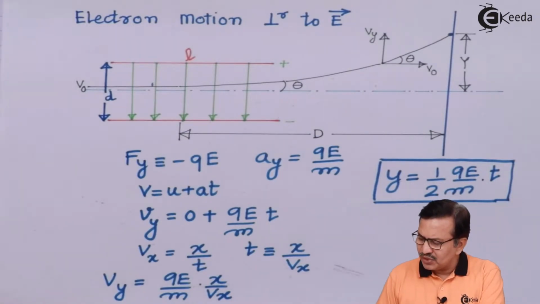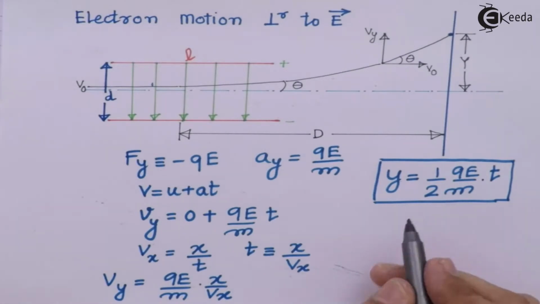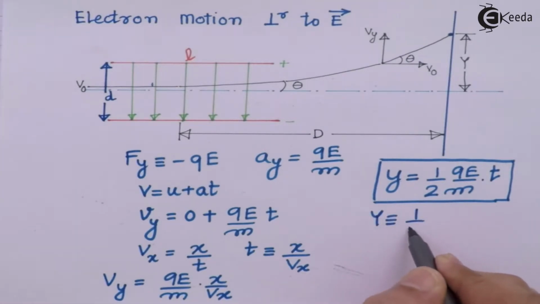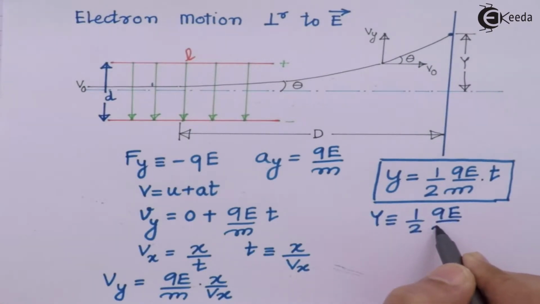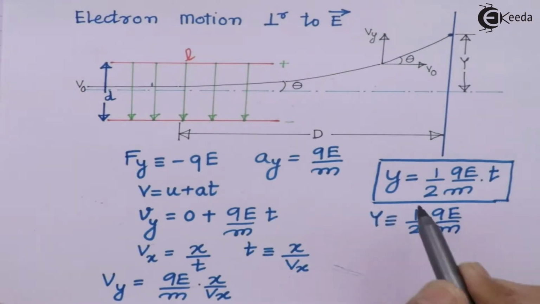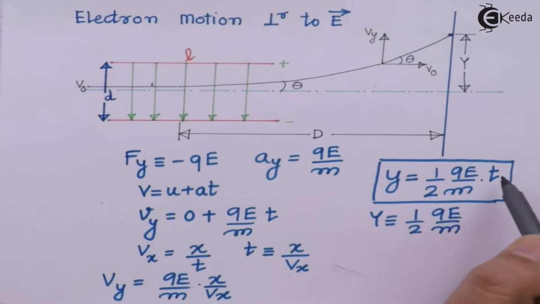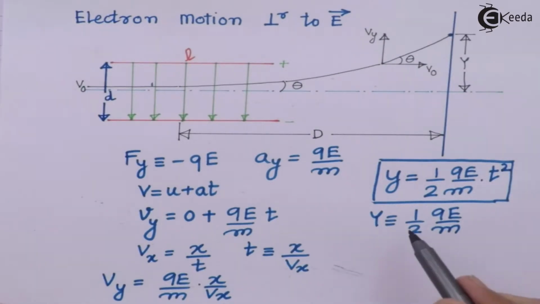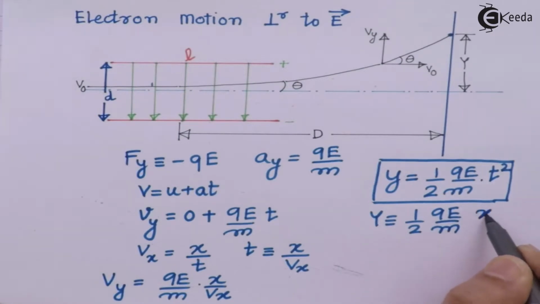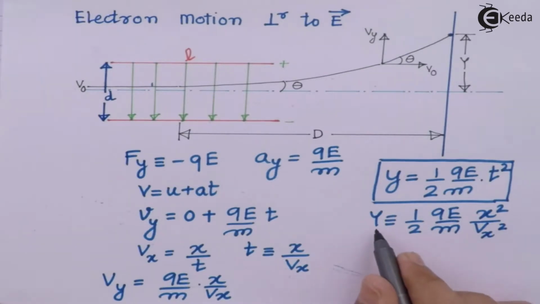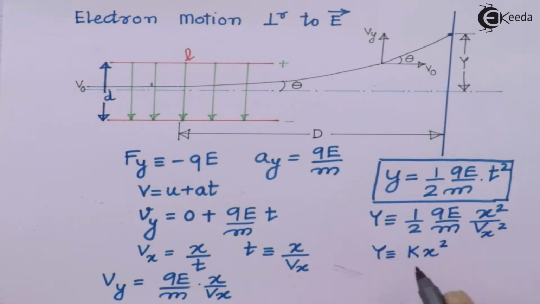For the time, once again I can use the same expression, that is x upon vx, and therefore y will be equal to half into qE upon m into t square. So y is equal to half into qE upon m into t square, and t is nothing but x upon vx, so t square is x square upon vx square. One can see that if these quantities are constants, I can say that y is equal to some quantity k into x square, and thus the equation is that of a parabola.